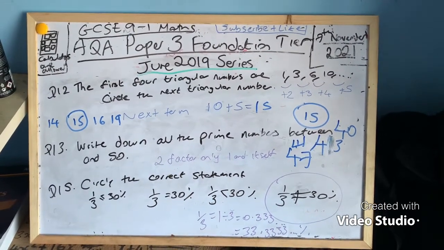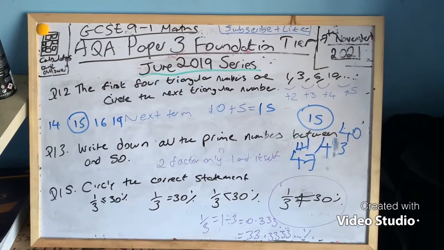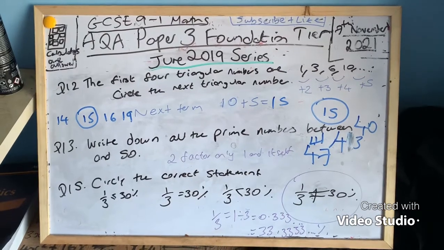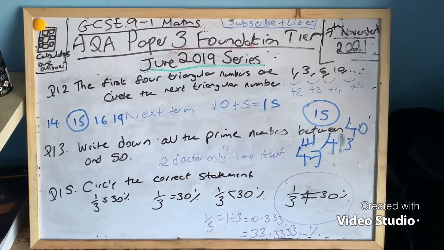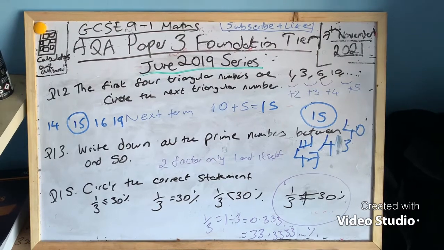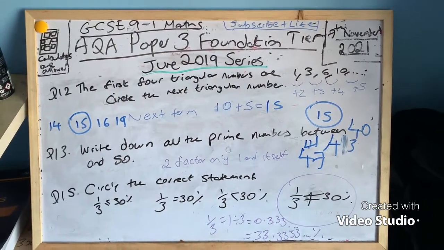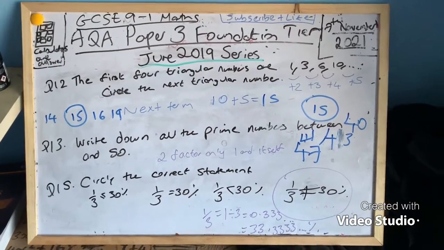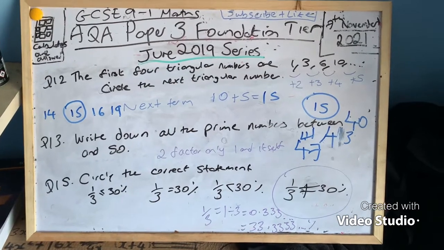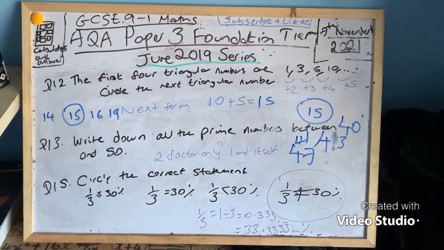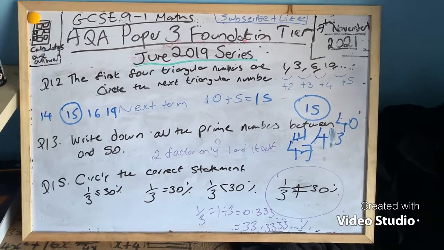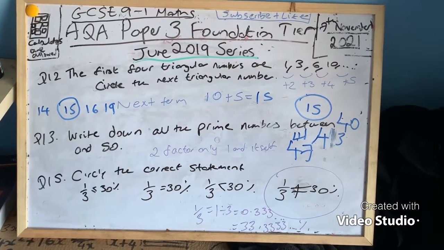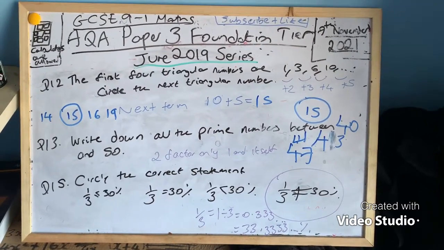This is question number 15. Circle the correct statement. So a third is less than or equal to 30%, a third equals 30%, a third is less than 30%, or a third doesn't equal 30%. Well, remember that it is a calculator paper, guys. Actually, yes. So 1 divided by 3 is 1/3, which is 0.3 recurring, so 0.333333, etc. If I multiply the decimal by 100, I get 33.333333, and so on and so forth. So 33.3 recurring, that's bigger than, okay, 30%.